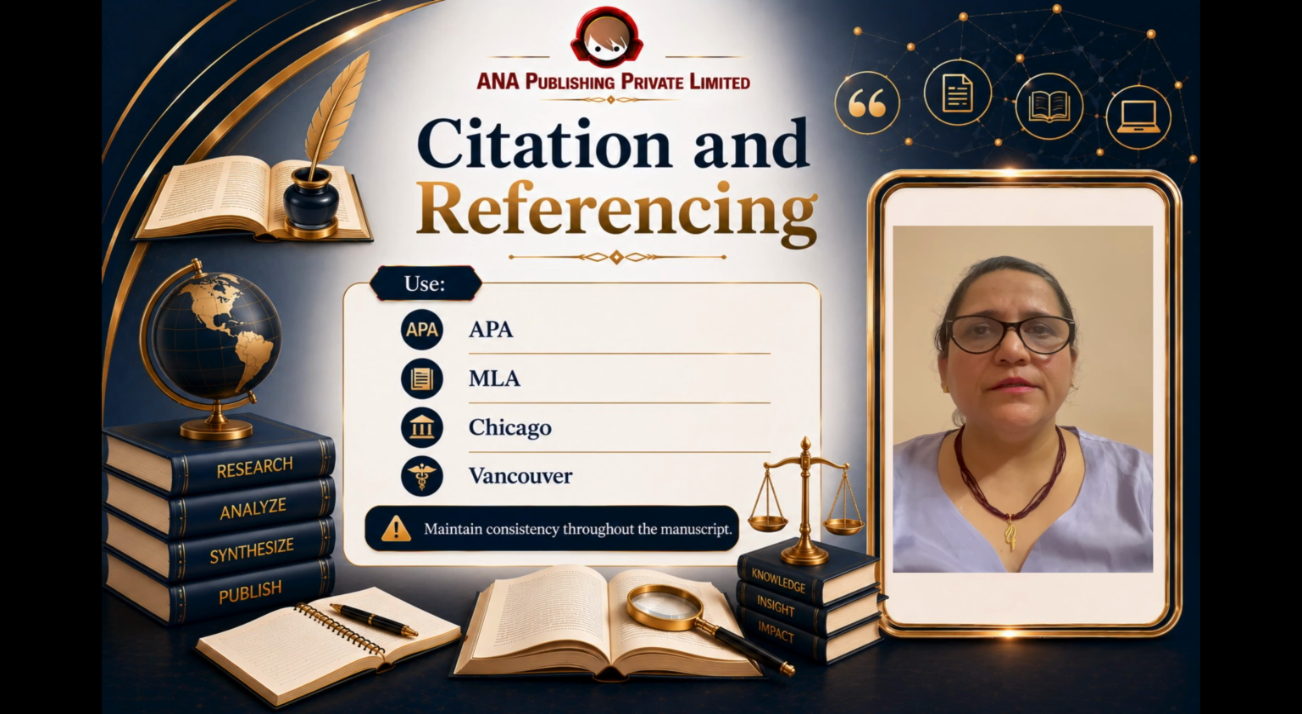Accurate citations and referencing are essential components of academic writing. Proper referencing acknowledges the work of other researchers and helps avoid plagiarism. Different disciplines use different citation styles. Common styles include APA, MLA, Chicago, and Vancouver. Regardless of the style used, consistency is extremely important. Researchers should carefully follow journal guidelines regarding citation formats.